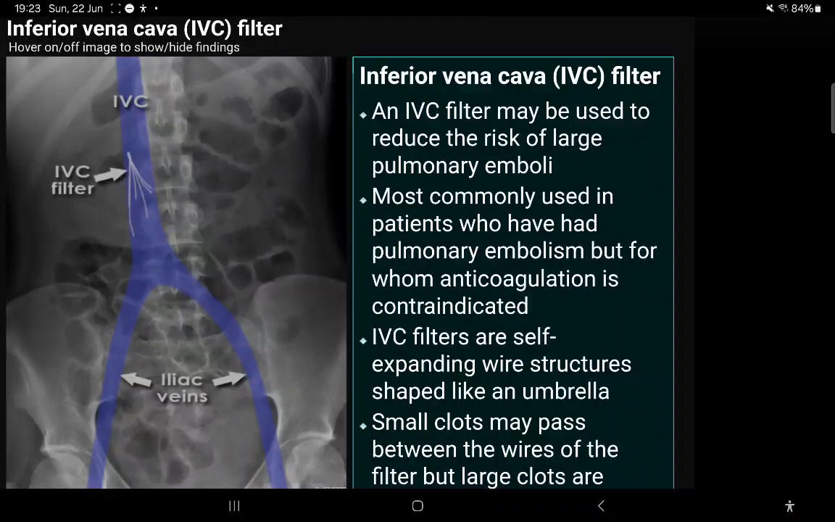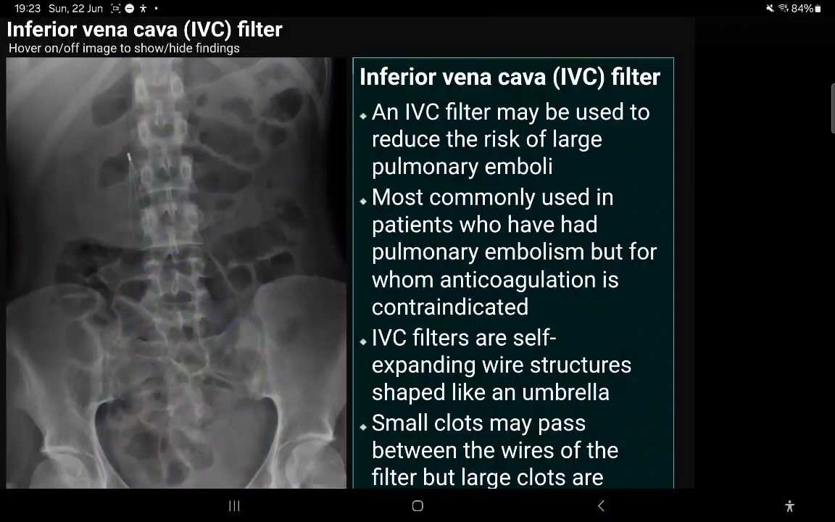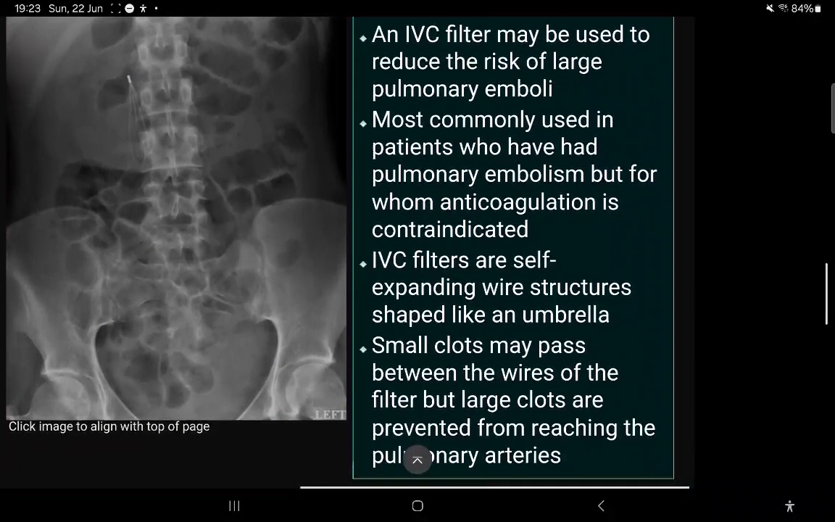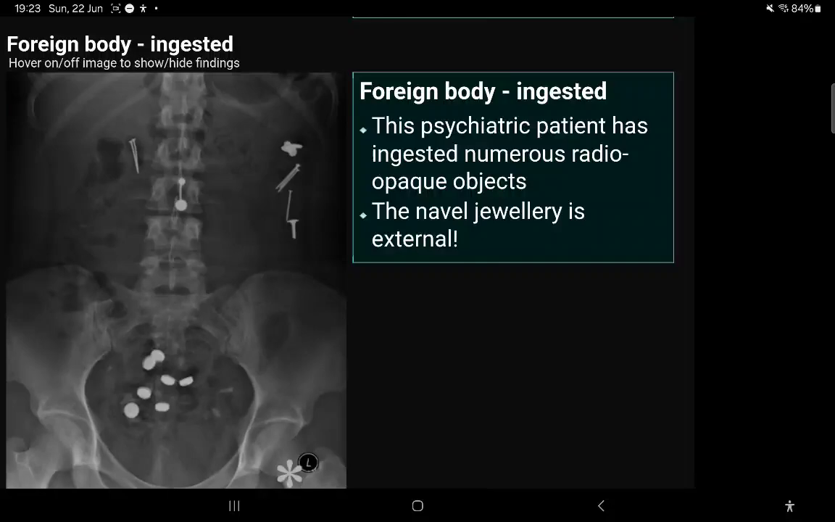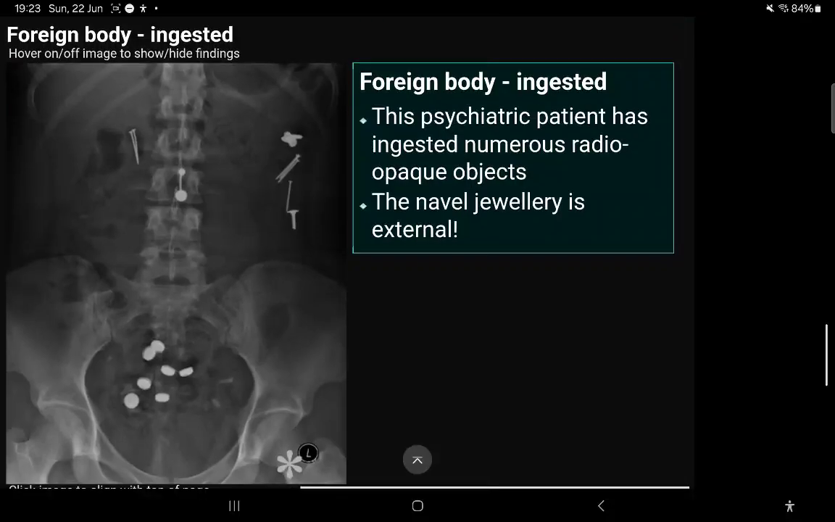Over here, this is the IVC filter within the inferior vena cava with its tributaries, the iliac veins, in blue color. This is the IVC filter. Also a type of instrument used to prevent pulmonary embolism.